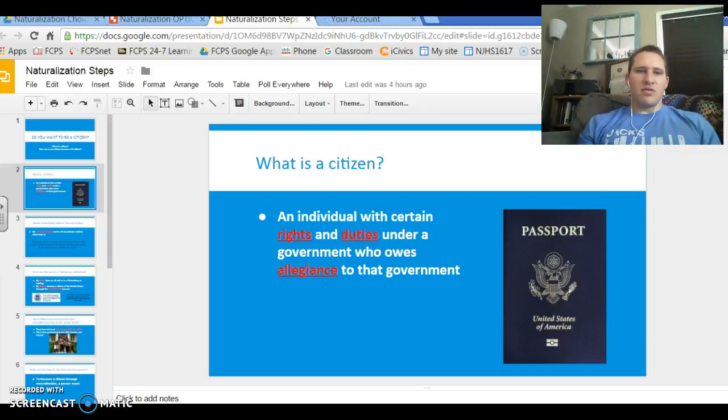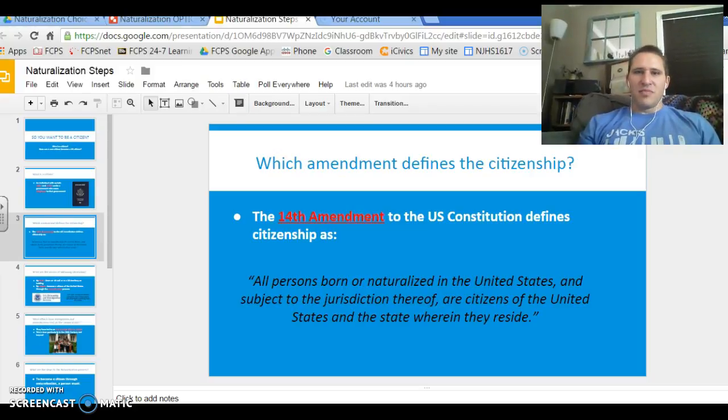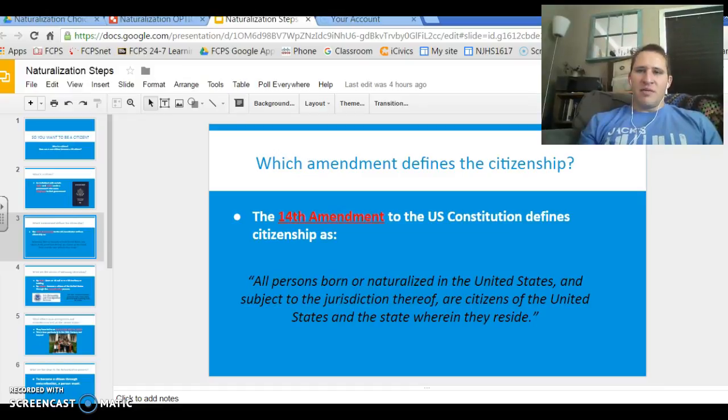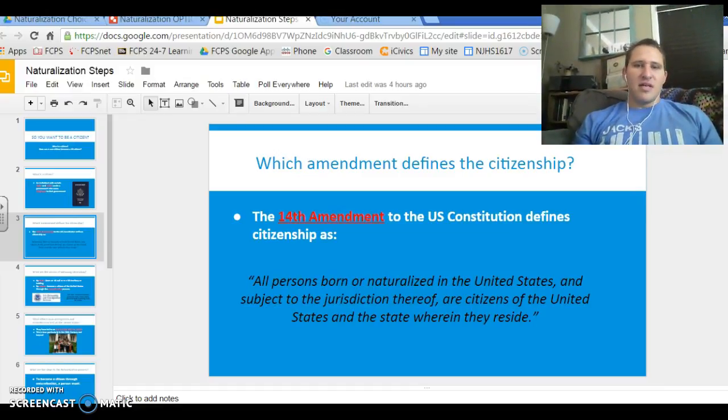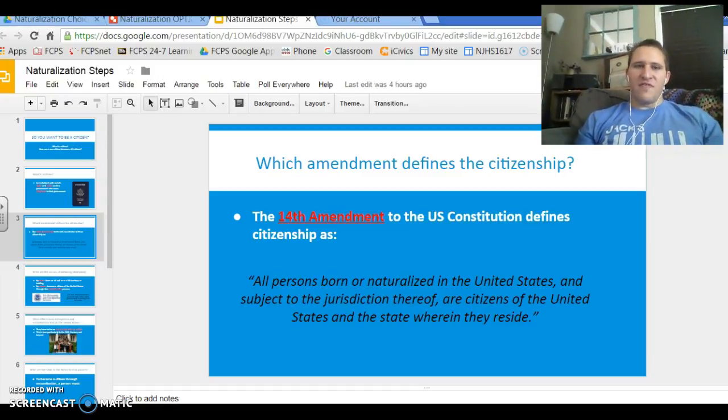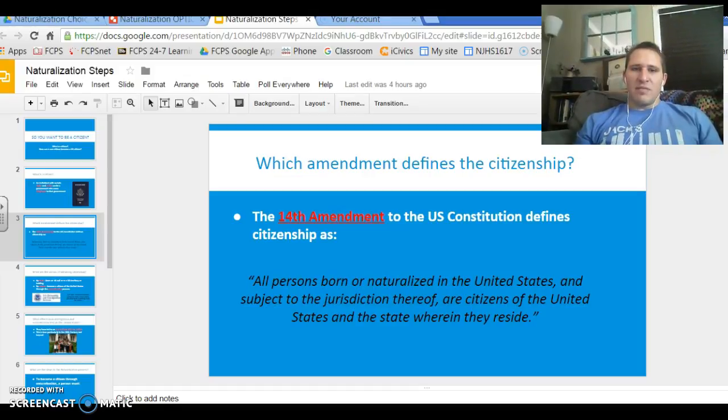So that's what a citizen is. And where in our Constitution does it talk about citizenship? It actually says this in the 14th Amendment. Now, if you've talked about it already, the 14th Amendment does a couple things. It defines citizenship, but it also extends due process. The 5th Amendment applies due process to the national government; the 14th Amendment extends due process to the states and local governments. And this is what it says about being a citizen in our 14th Amendment to our Constitution.